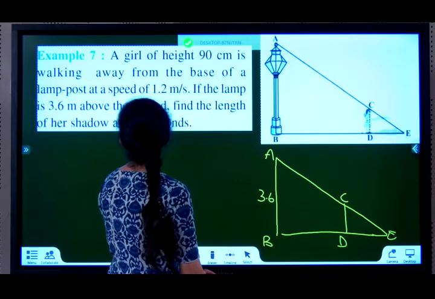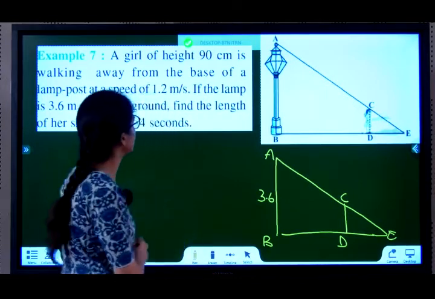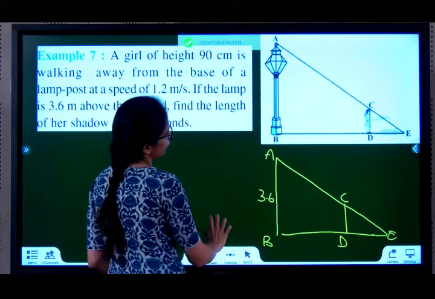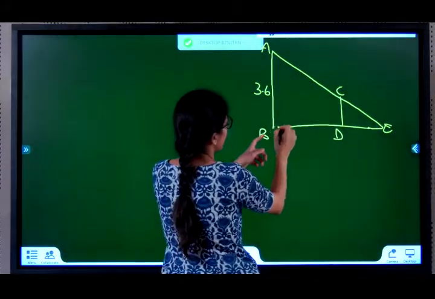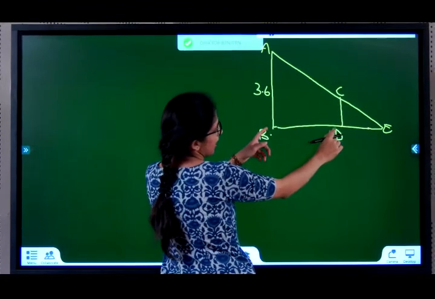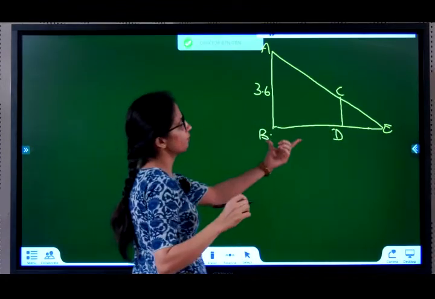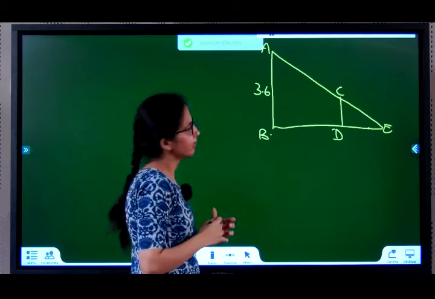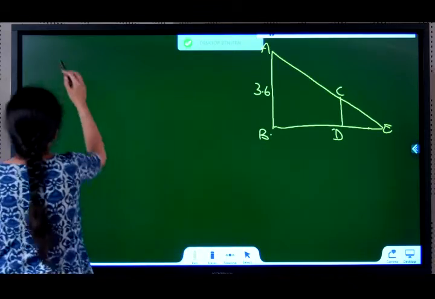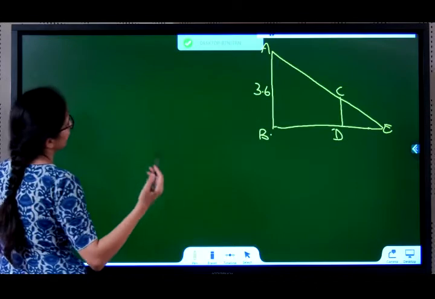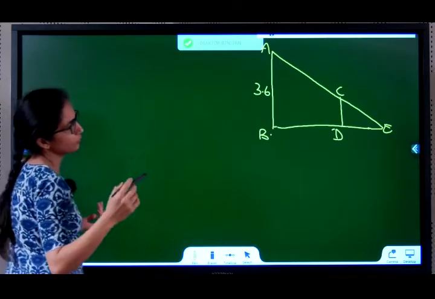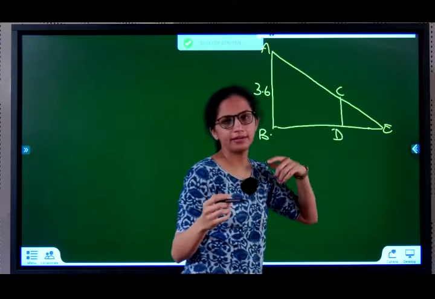What else have they given? Speed of the girl is 1.2 meters per second and she walks for 4 seconds, after which they want the shadow. So, she has walked at the speed of 1.2 meters per second for 4 seconds. Can I somehow find the value of BD? Yes, I can. Directly starting with the proof, you write given and you write to find. What do you have to find? It will be DE.